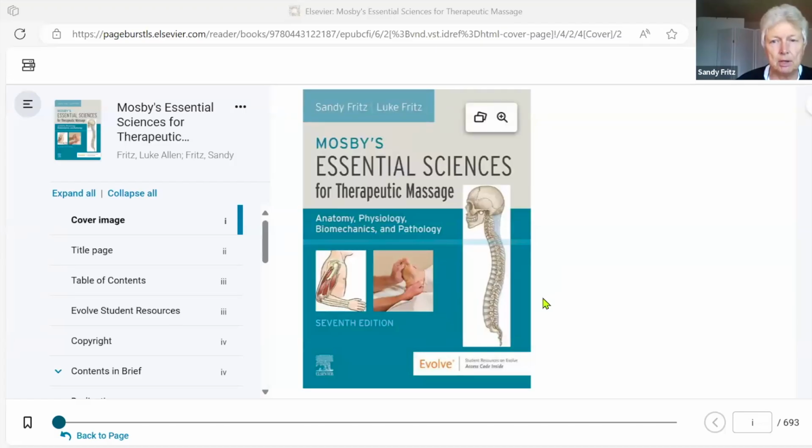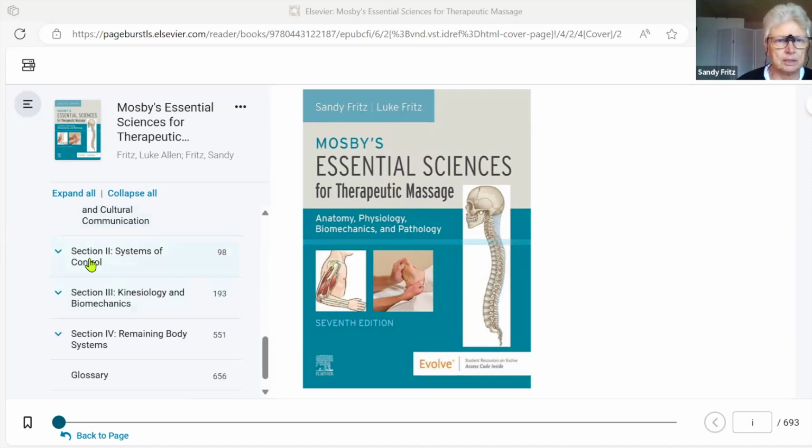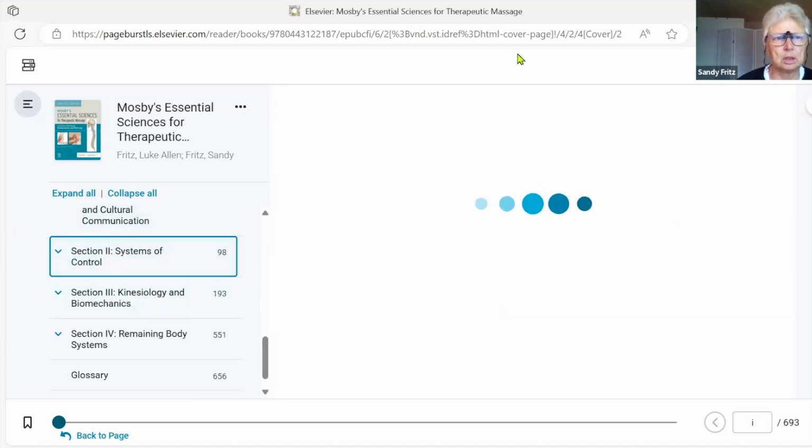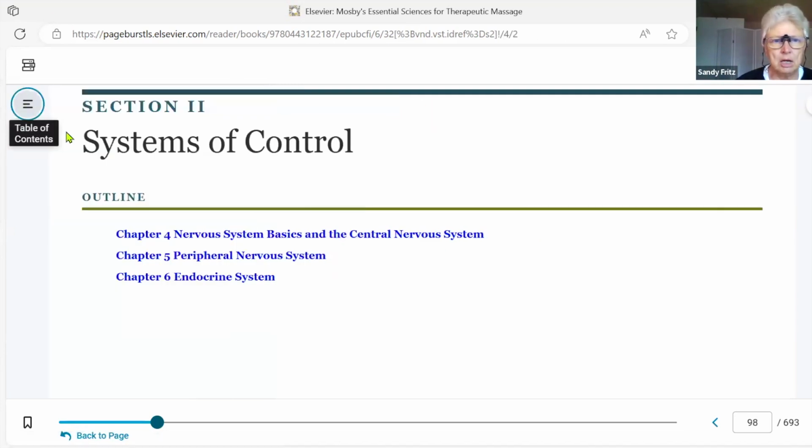So let's go. Here's our book, and I'm going to get my glasses on so I can see. Okay. All right, let's go down through the table of contents and Chapter 1, Chapter 2, Chapter 3. And now we're into our section on systems of control. All right, so there are 3 chapters, just like in the first unit.